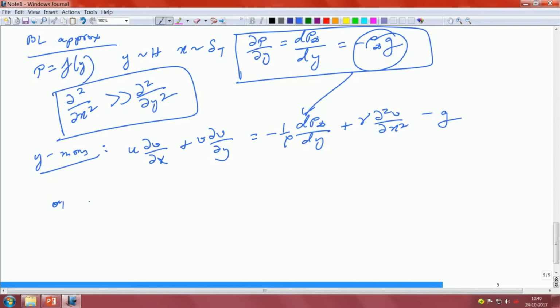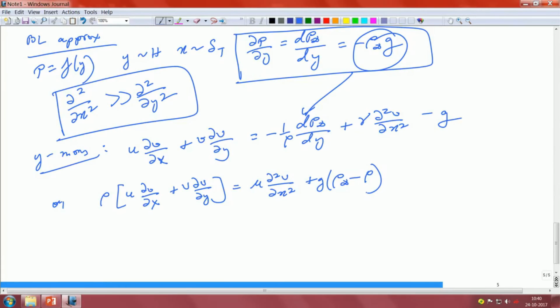And we are going to take the rho to the left hand side. So, what will happen is that u dv/dx plus v dv/dy equals nu d²v/dx² plus g times (rho∞ minus rho)/rho, right. Okay. Rho∞ is basically the density of the fluid at T∞, right, in the reservoir section. So, this is the y momentum equation.